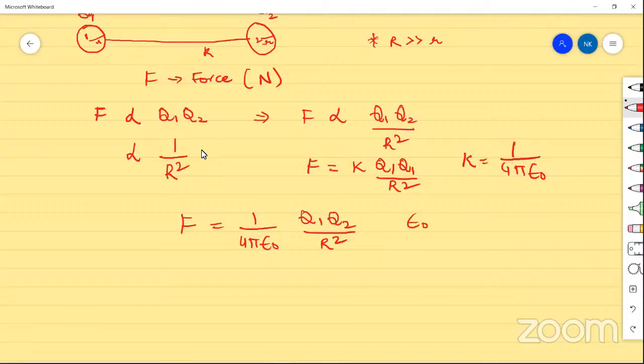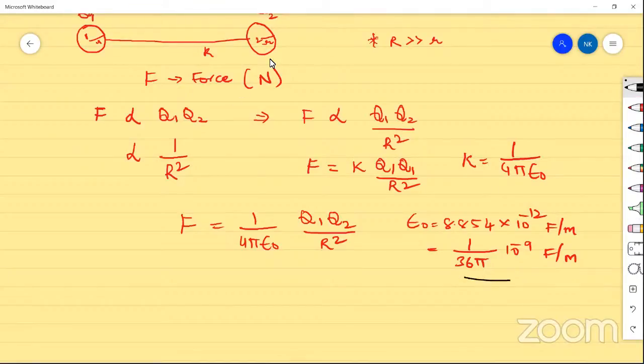So what is the epsilon value? It is a constant, 8.854 into 10 to the power of minus 12 Farad per meter. You can always write this in this form: 1 by 36 pi into 10 to the power of minus 9 Farad per meter. When you are doing problems, it will be useful. Instead of writing 8.854 into 10 to the power minus 12 Farad per meter, if you use this, it will be easy when you are doing calculations or problems.